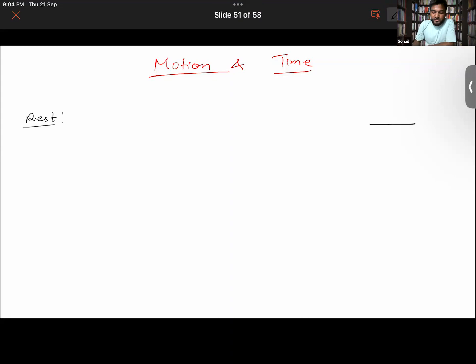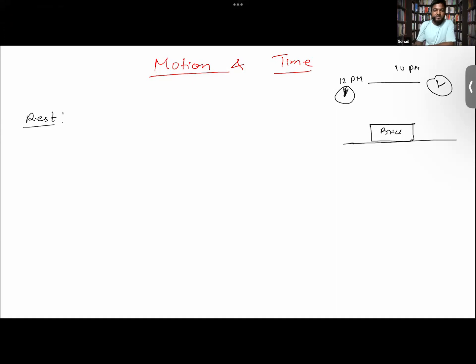Suppose there's a block of wood placed on a table here. Let's say I place this piece of brick on this table at 12 p.m. Now 10 minutes have passed, but this brick is still lying in the same place. So I say that if the position of an object does not change with respect to time, then the object is said to be at the state of rest.